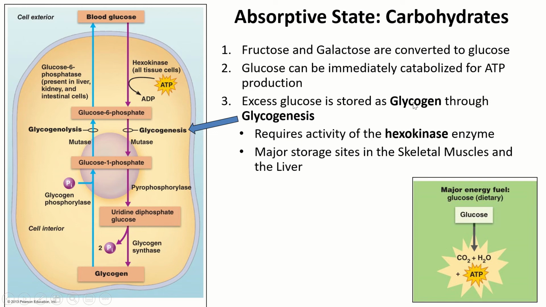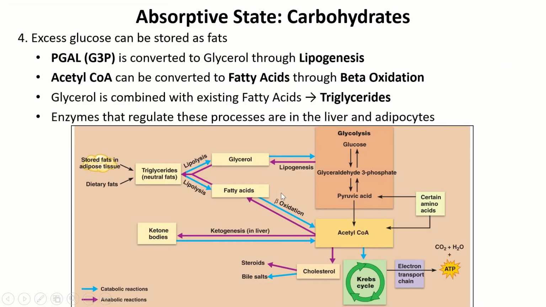What's most important to me here is that you understand these bolded terms, and that of course you recognize that this enzyme hexokinase that you see right there is responsible for this. This is going to be present in all tissue cells so that glucose itself can actually make it into these cells to either be stored or used. Now the major storage sites we're going to see are the skeletal muscles and the liver.